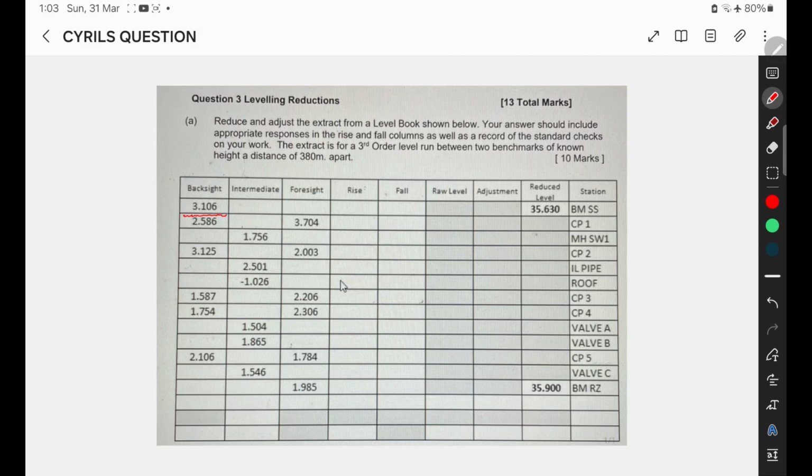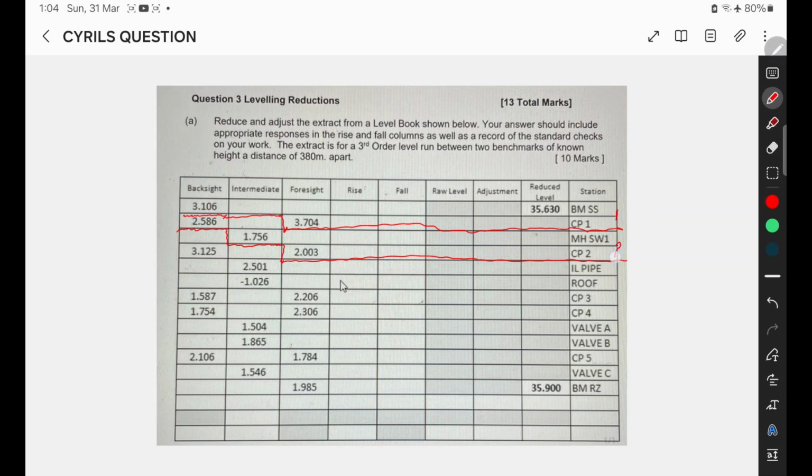That indicates a setup, and then a backsight and a foresight. So that's one setup there, through there like that. Then we've got another backsight here, and an intermediate, and then a foresight there. So that's our first setup.